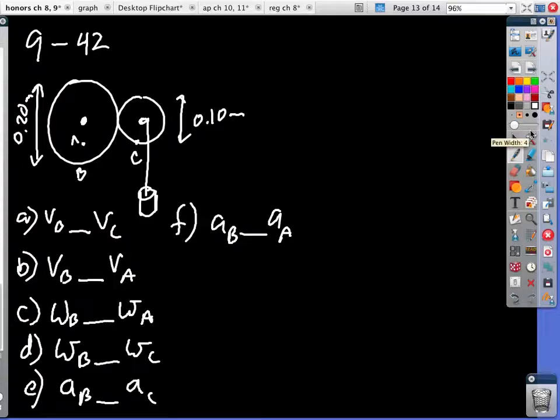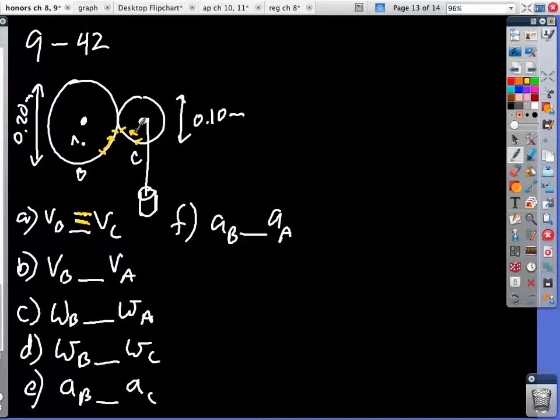All right, for VB and VC, those just have to be equal. Actually, let me make this yellow so it stands out. These two have to be equal. They're touching. So if 1 meter travels here, then 1 meter travels here. There's no other way to do that.